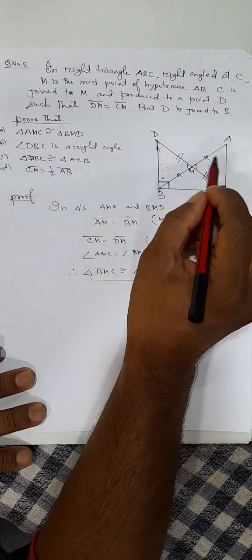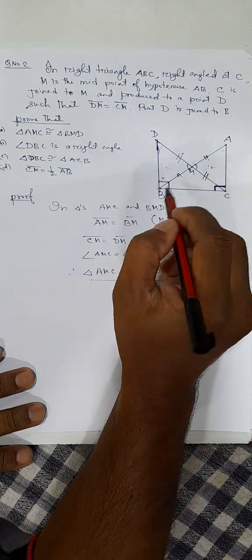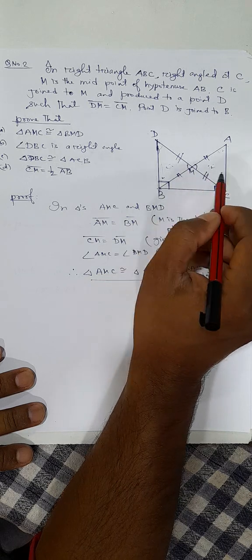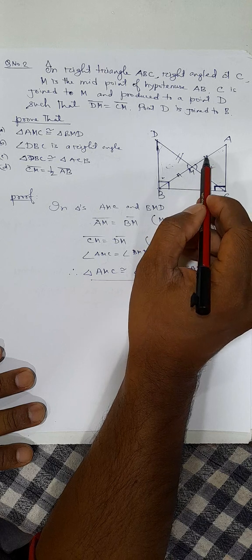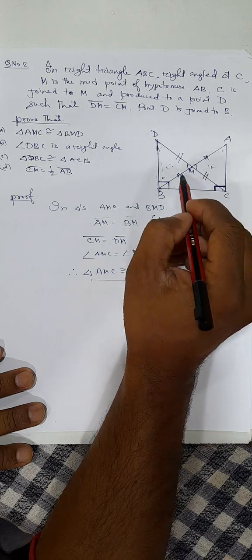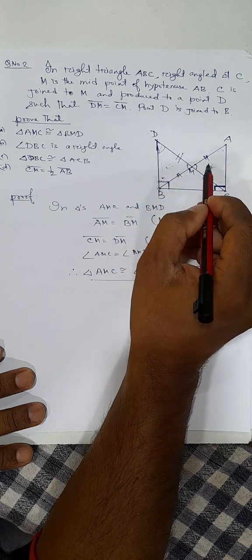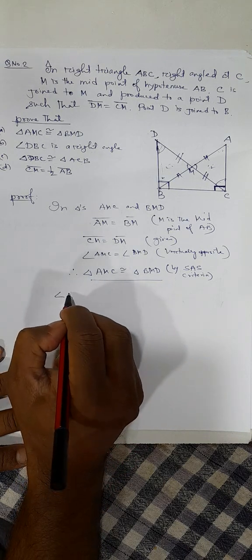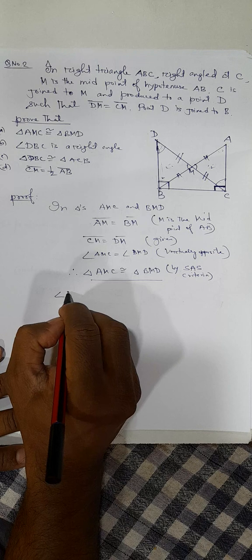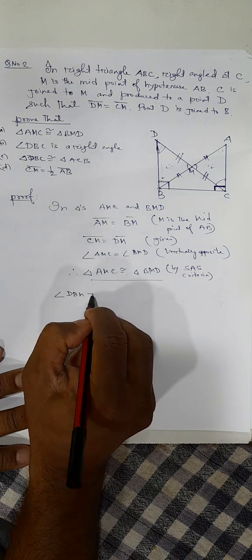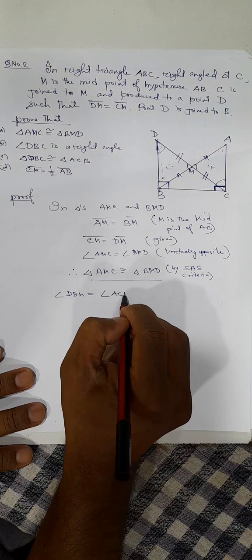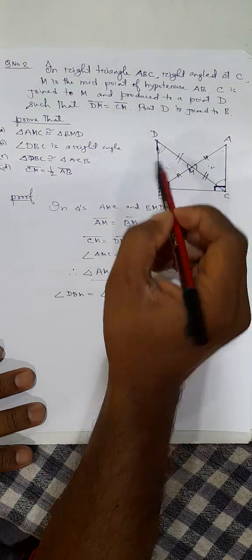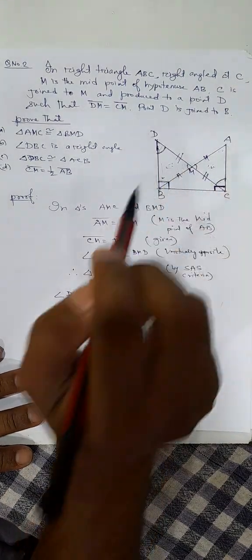Now in congruent triangles, we find that corresponding parts of congruent triangles are equal. So this angle equal to this angle, right? How? Because these two triangles are congruent. Then angles opposite to equal sides are equal. We find that BM equal to AM. So opposite angle of BM is this angle, and opposite angle of AM is this angle, right? Angle DBM equal to angle ACM, CPCT. Corresponding parts of congruent triangles. Therefore, this angle equal to this angle.